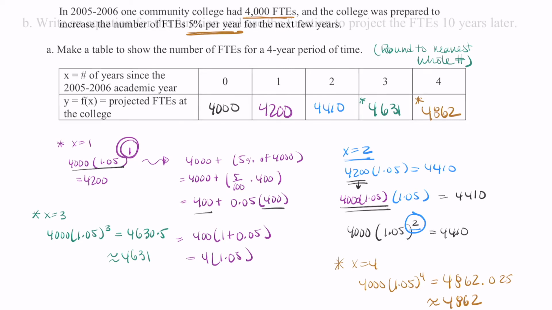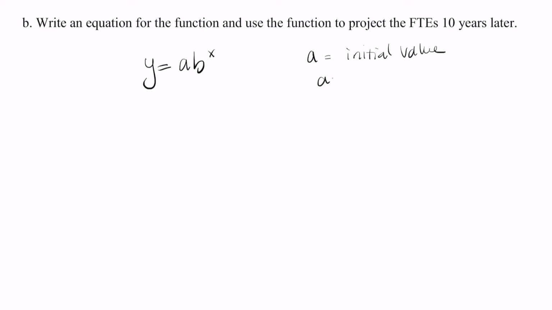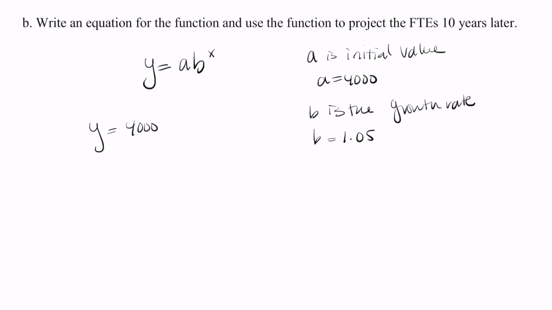Let's take a look at Part B. Part B, let's write an equation for the function and use that function to project FTES 10 years later. So we want something y equals AB to the x. And remember, A is the initial value. In this case, A equals 4,000, so this is the number of full-time equivalent students we started with. And B is the growth rate. So B, in this case, is 1.05, which we figured out on the previous page. So this is 4,000 times 1.05 to the x power.